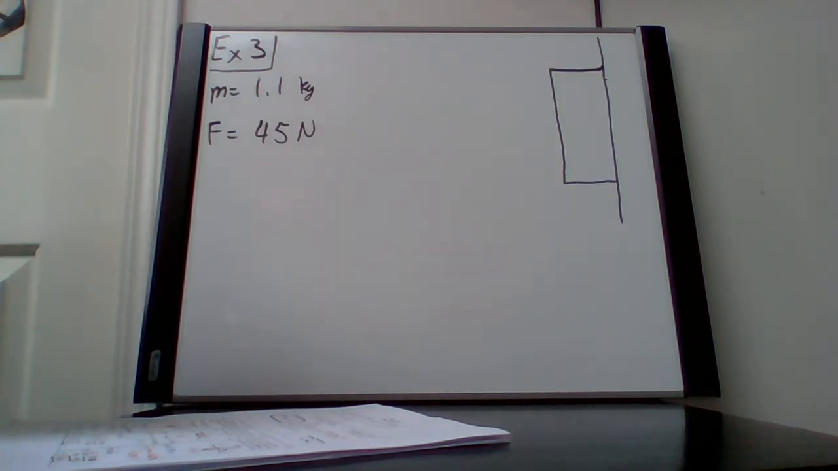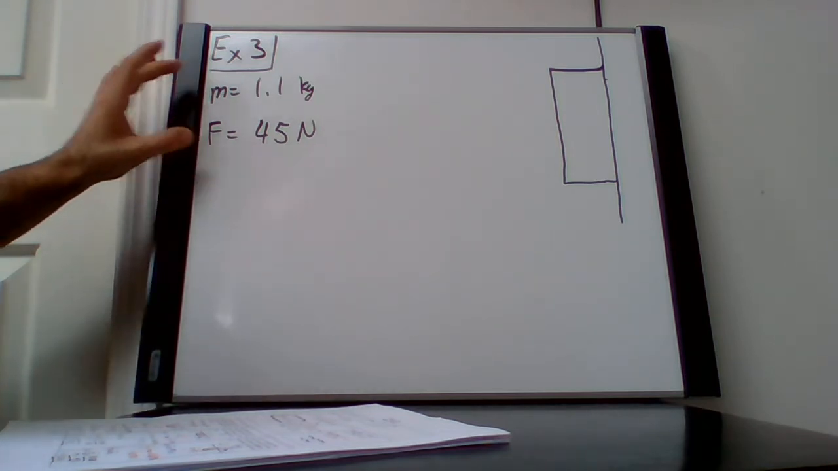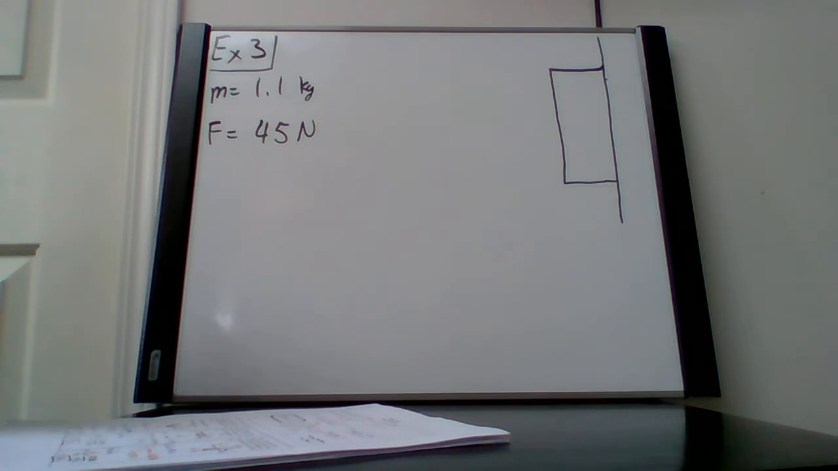All right, here we are with example 3. A 1.1 kilogram textbook is held against a vertical wall with a force of 45 newtons. What is the coefficient of friction between the book and the wall? Okay, so I started off listing some information here. We've got this force here. It says held against a vertical wall with a force of 45 newtons.